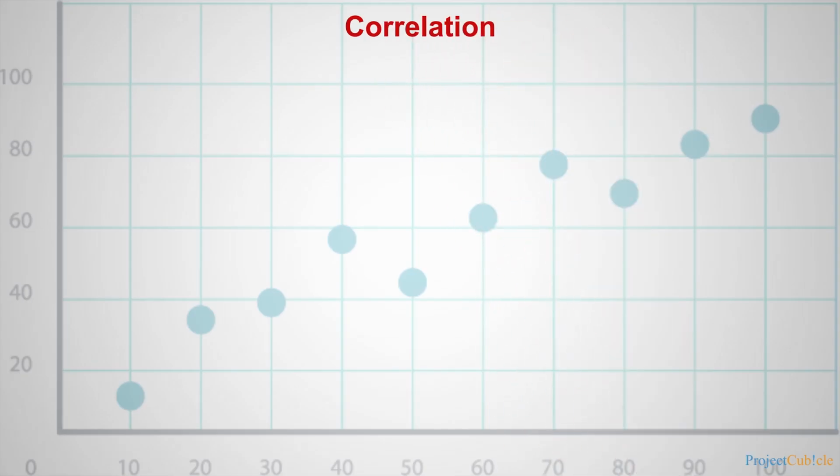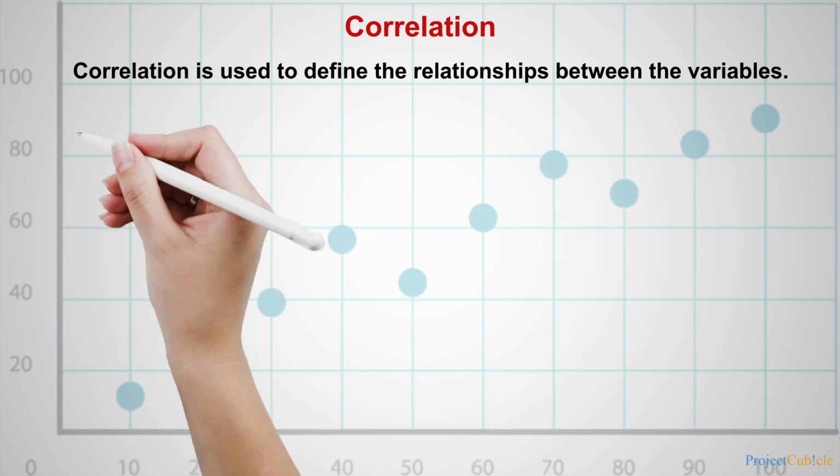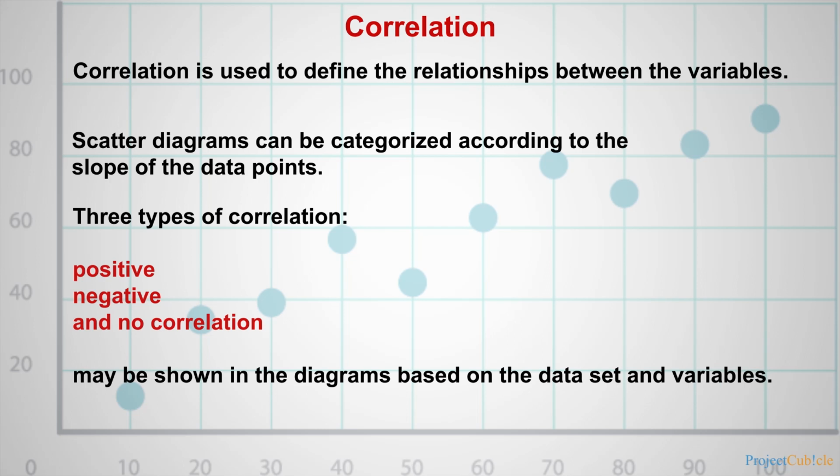Correlation. Correlation is used to define the relationships between the variables. In other words, correlation shows how the variables relate to each other. Scatter diagrams can be categorized according to the slope of the data points. 3 types of correlation, positive, negative, and no correlation, may be shown in the diagrams based on the data set and variables.